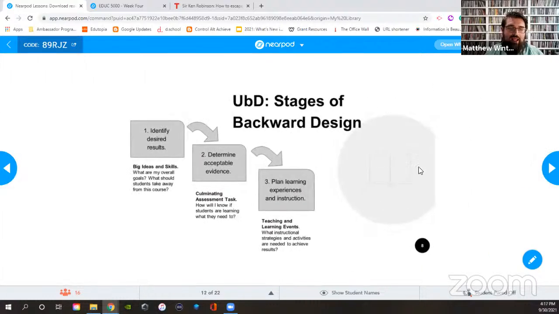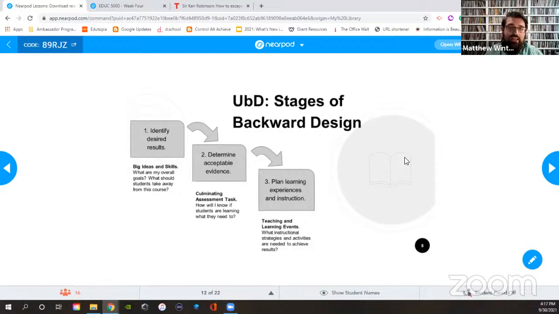All right, that leads us to UBD, Understanding by Design, the stages of backwards design. The first step in Understanding by Design is that you identify your desired result, which for us as teachers is usually something tied to our standard that we're trying to get our students to show competency in, so that we know that they know the subject matter that we're teaching.